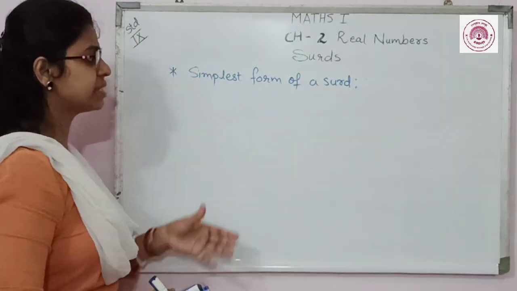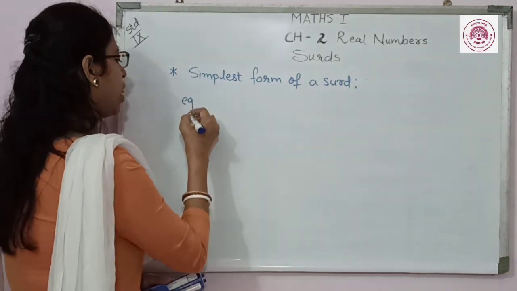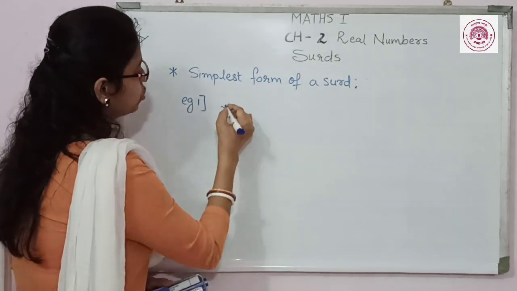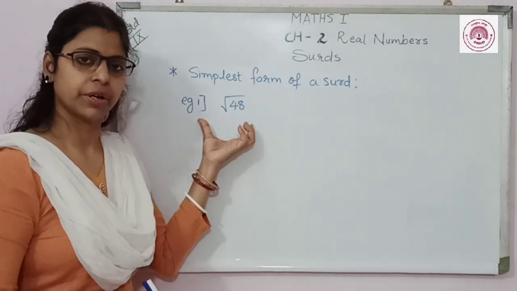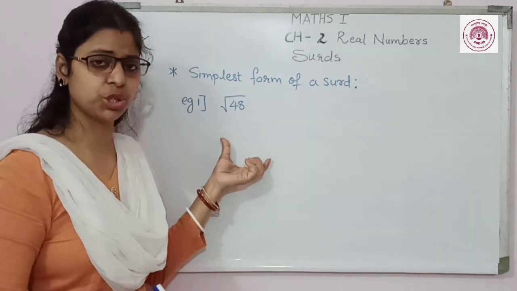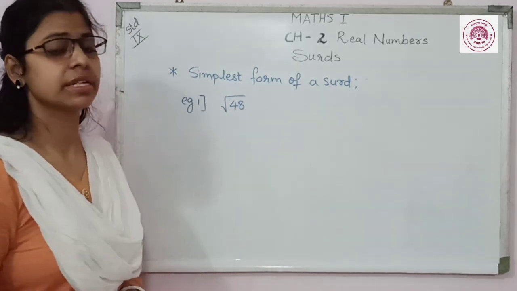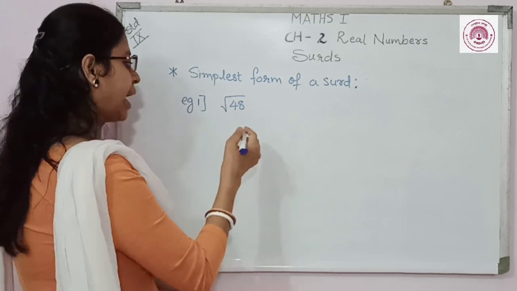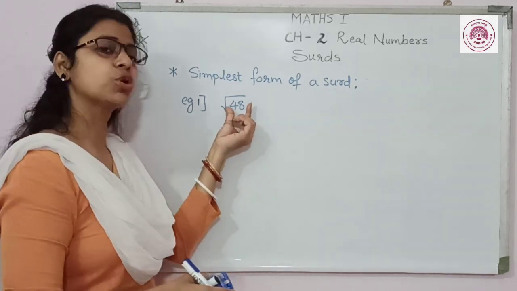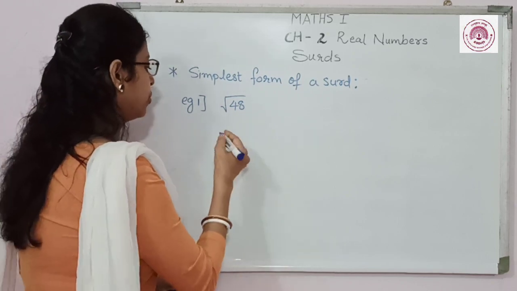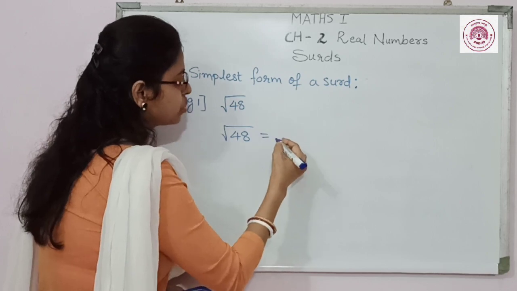Now let's understand this with the help of an example. So example number 1, square root of 48. Now this is a surd. Okay, you can check with all the three conditions. This is a surd. Okay, now we have to write this in simplest form. So for writing it in simplest form, we write the prime factors of the radicand. So here root 48. What are the prime factors of 48?